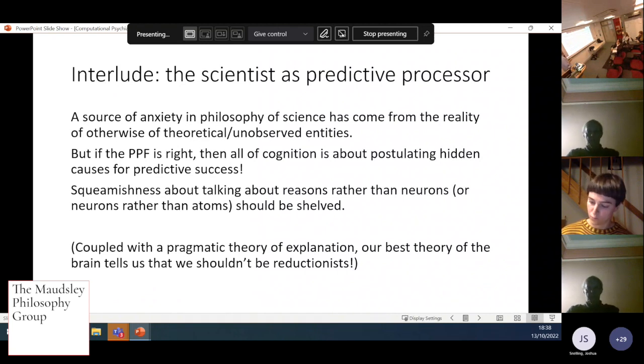So there's this interesting little irony: coupled with a pragmatic theory of explanation, our best theory of the brain tells us that we shouldn't be reductionists.